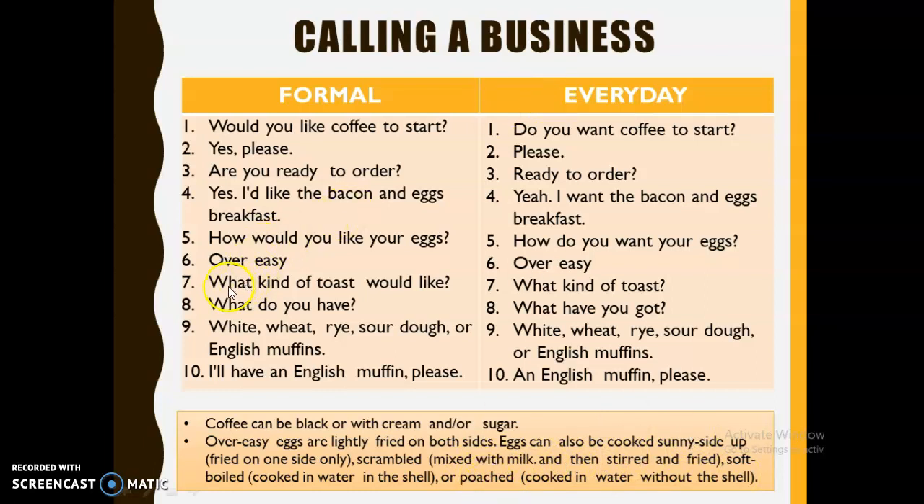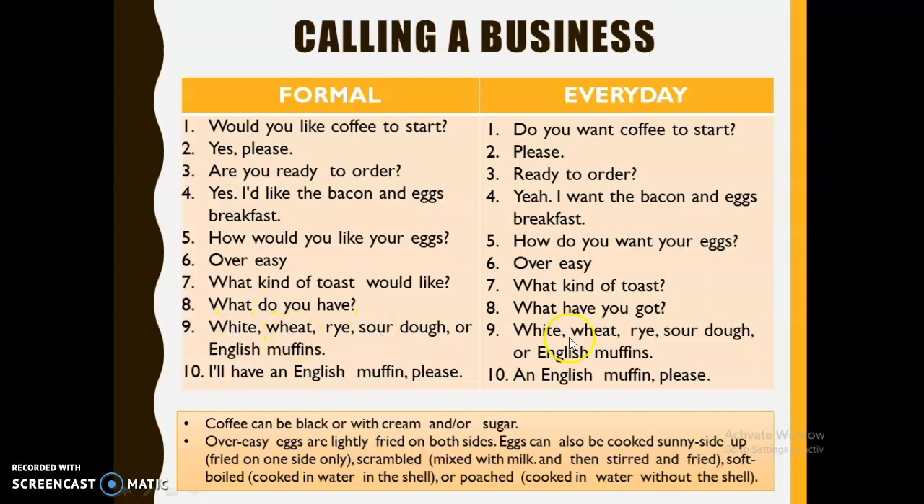All right, then what kind of toast would you like? Sorry, this is a typo. What kind of toast? So the same thing. You only use a simple phrase, and then here you use full sentences. What do you have? What have you got? So if you want to sound more formal, you can use what do you have. But if you just want a casual conversation, you just say, what have you got? It actually has the same meaning as this one.